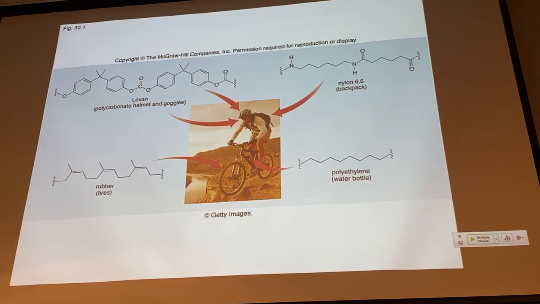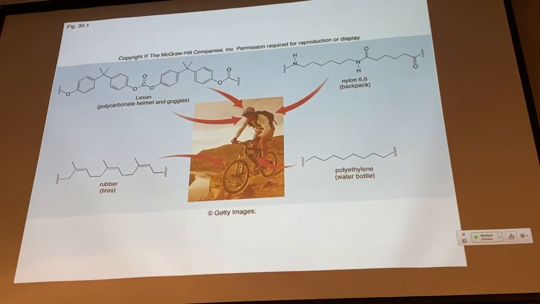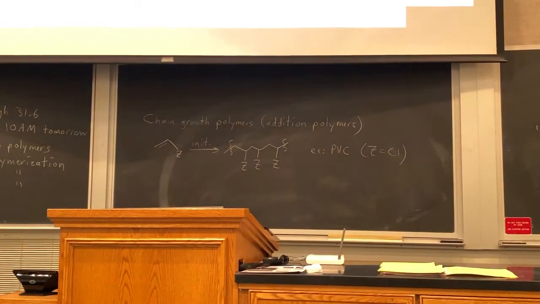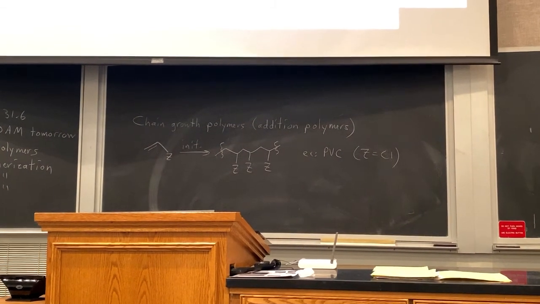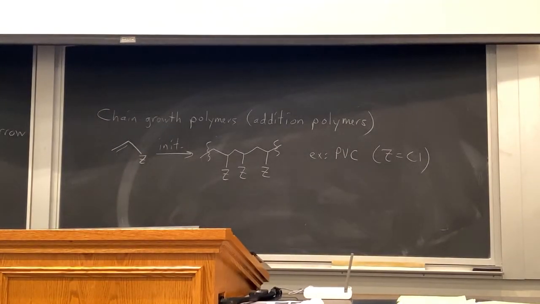Okay? So to start off, there are 2 types of polymers. These are classified based on how they are synthesized. Chain growth polymers are also known as addition polymers. We'll start with why they're called addition polymers, actually. They're called addition polymers because they're synthesized by addition reactions.